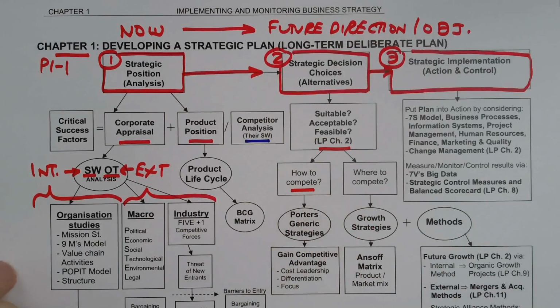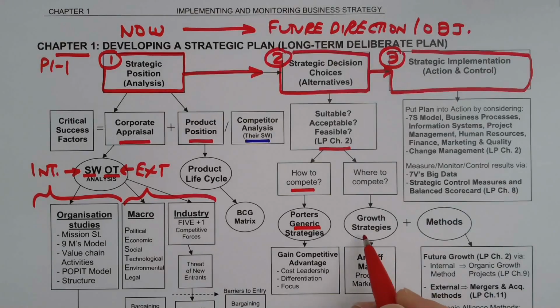So for instance, we need to start thinking about how to compete. We have models here. Porter's generic strategies model. He says that we can compete and gain a competitive advantage by either being a cost leader or a differentiator, or focusing our resources on niche markets.